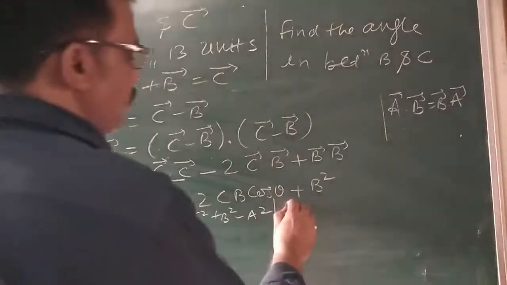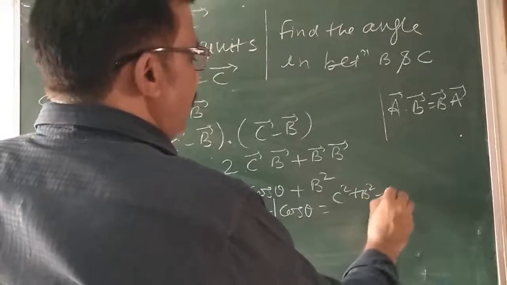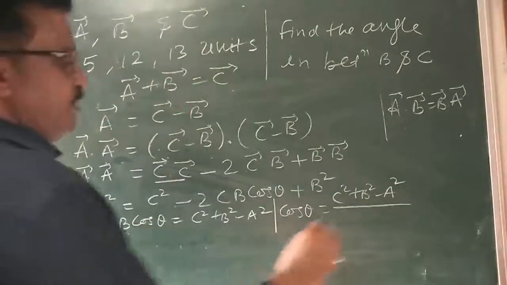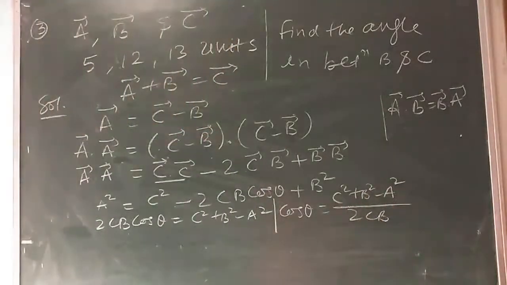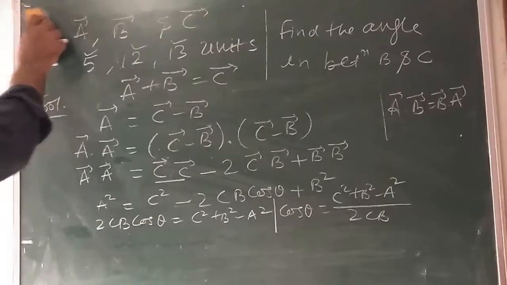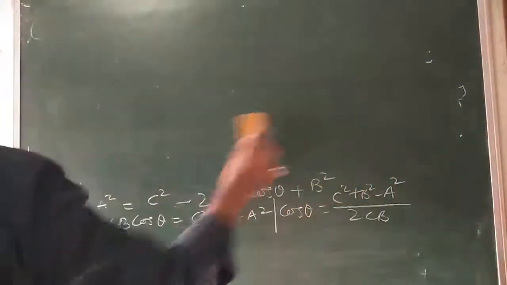So cos theta comes out to be C square plus B square minus A square divided by twice of CB. This is our formula. Our problem is to find out theta. So C square plus B square minus A square upon 2CB. These all are given. Their magnitudes are given. So take this given value here and put it over here.